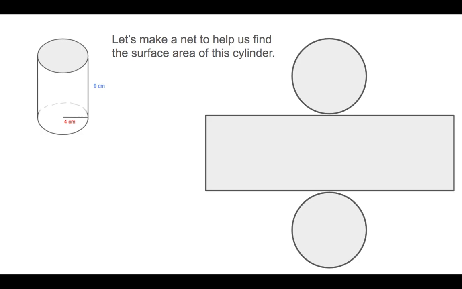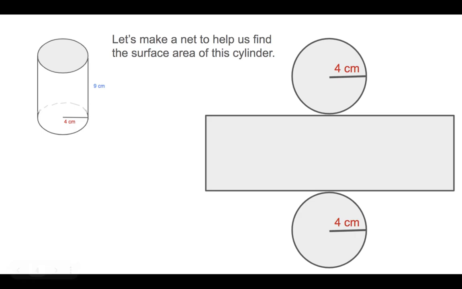So here's my net. You'll notice that my net consists of 2 circles and a rectangle. This is the top of my cylinder, the bottom of my cylinder, and this is the side. So visualize it going around. Now let's put in some of the dimensions that we know.